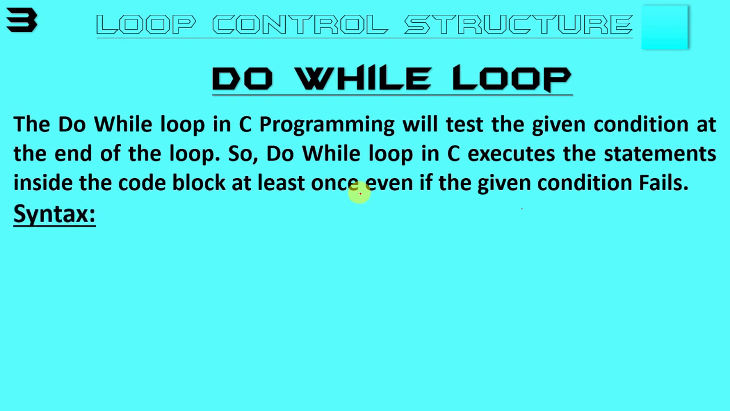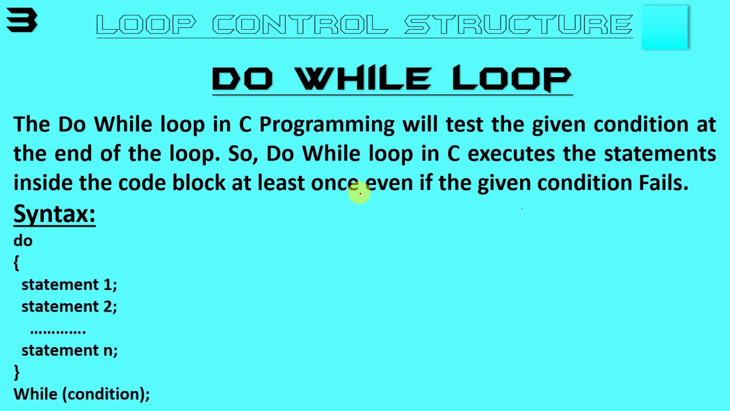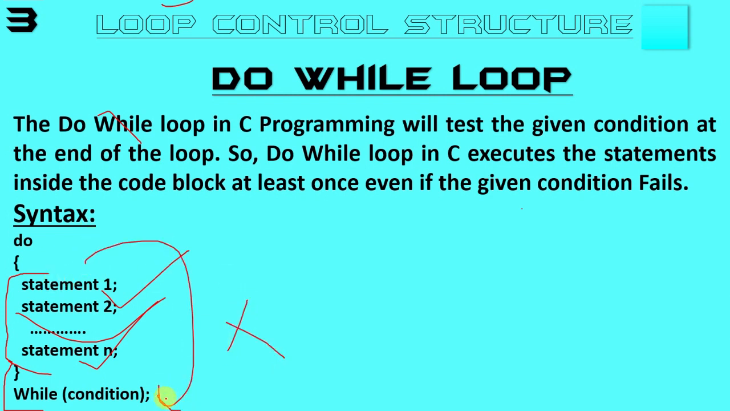As the syntax is available on the display, here we have do, and it is the body of the loop. Here the statement comes first. If the loop condition is true, then it executes all the statements in the loop. If the condition is false, then it executes only once.